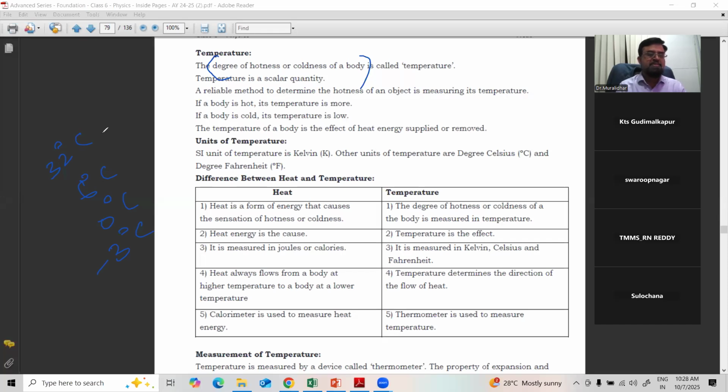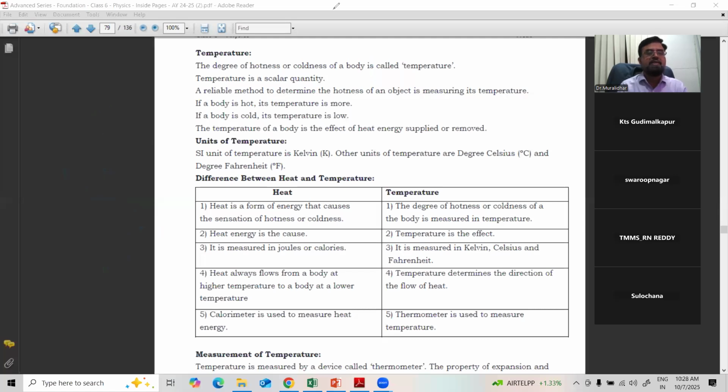So this is the hotness. This is the coldness. When it comes to minus, below 0, it will come under the coldness of the body. In a refrigerator, there is coldness. In an oven, there is hotness. So heat can be either hot or cold. And the degree, how much hot it is, how much cold it is, is called temperature, which is a very, very important part. The degree of hotness or coldness of a body is called temperature.